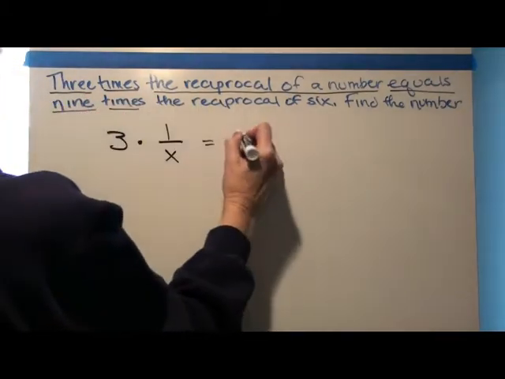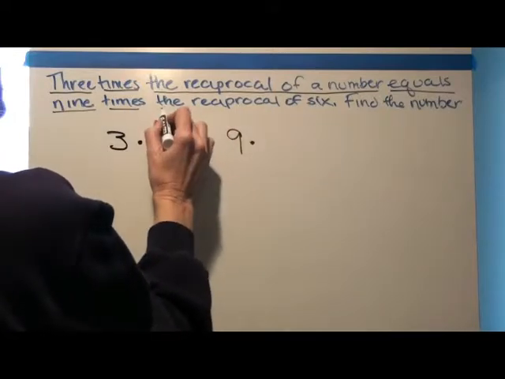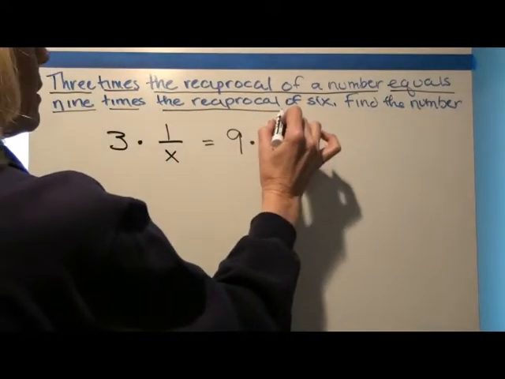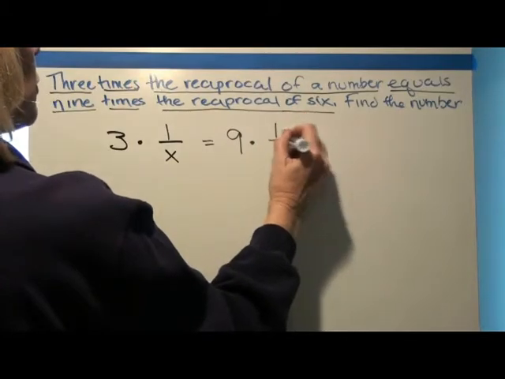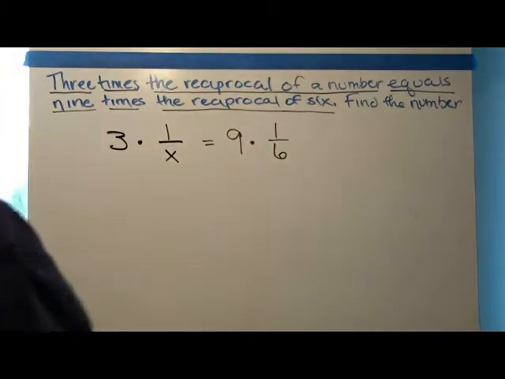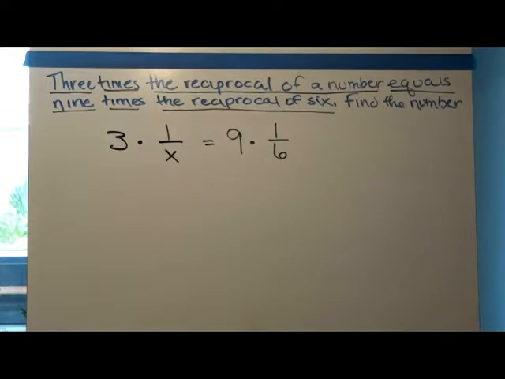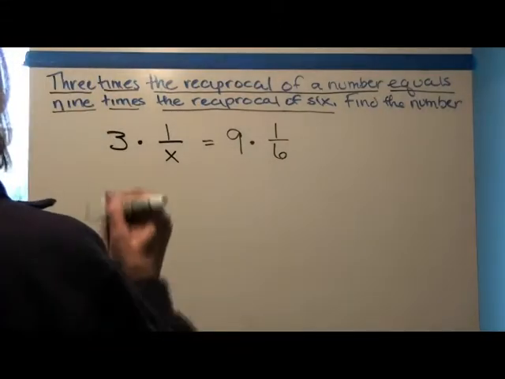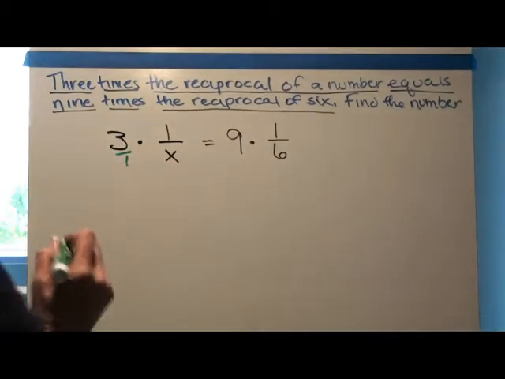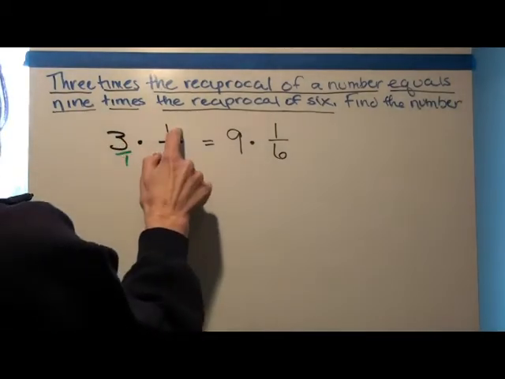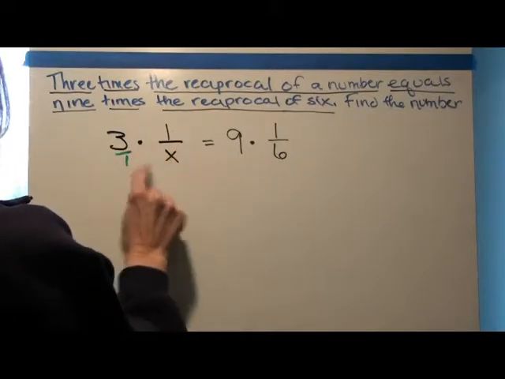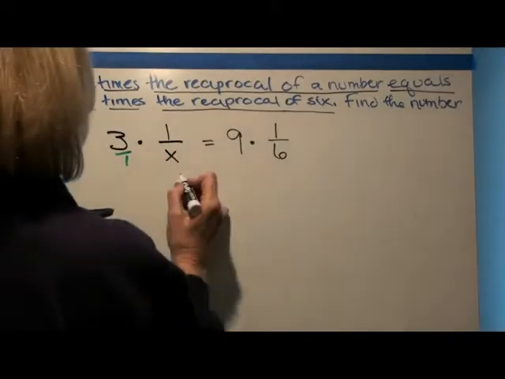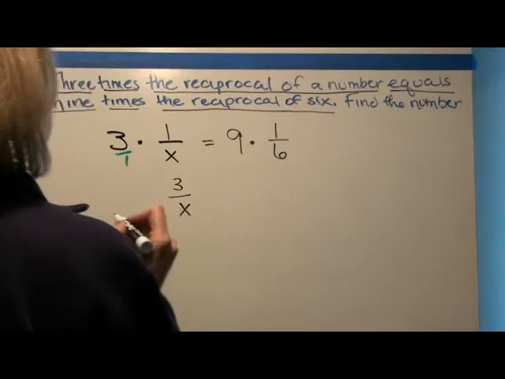9 times the reciprocal, flipping it over, of 6. 1 over 6. Find the number. We need to solve this. Now, in order to solve our problems, we always need to look for simplifying first. So on the left side, you could simplify it by thinking of this as 3 over 1. And if you do that, you'll have 3 times 1 over 1 times x, or 3 over x.